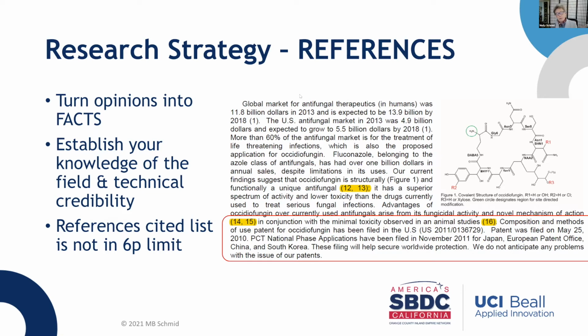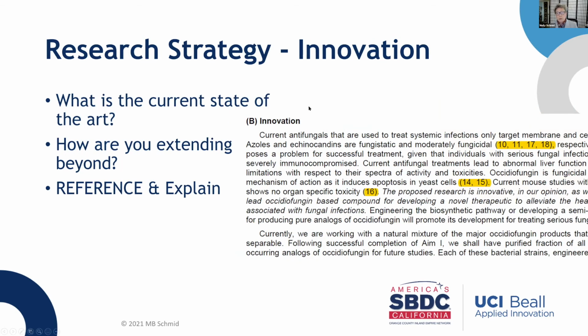All right, so there are 5 components to the evaluation of an NIH proposal: significance, innovation, approach, the team, and the environment you're working in. And so in the innovation section of the Smith proposal, they're showing you what the current state of the art is, and referencing it. And then you say in the innovation section, how are you extending beyond the current state of the art? Reference it and explain it.